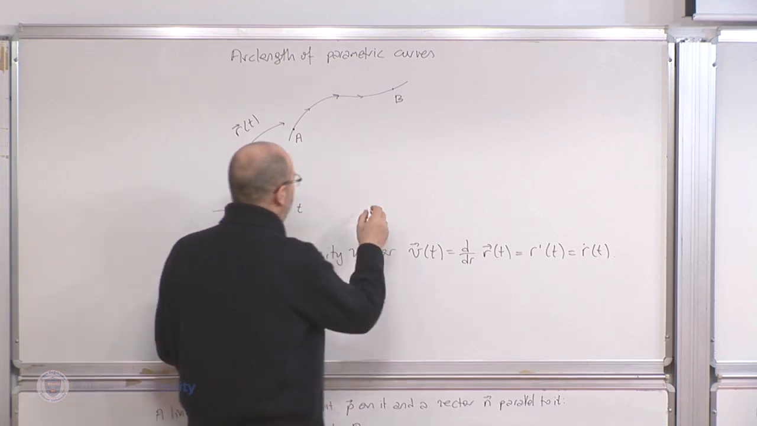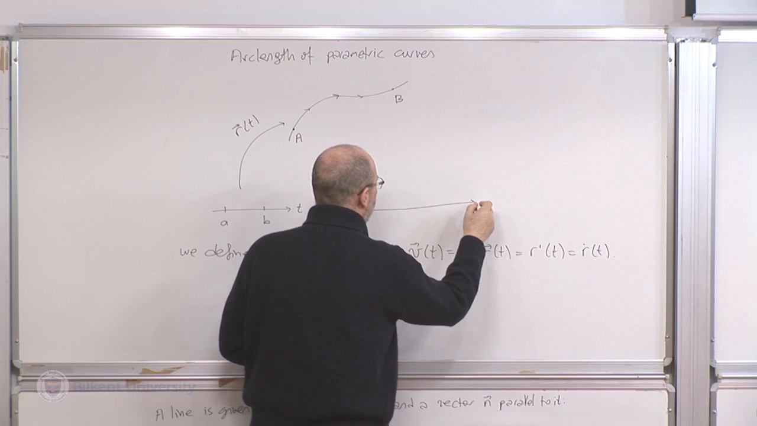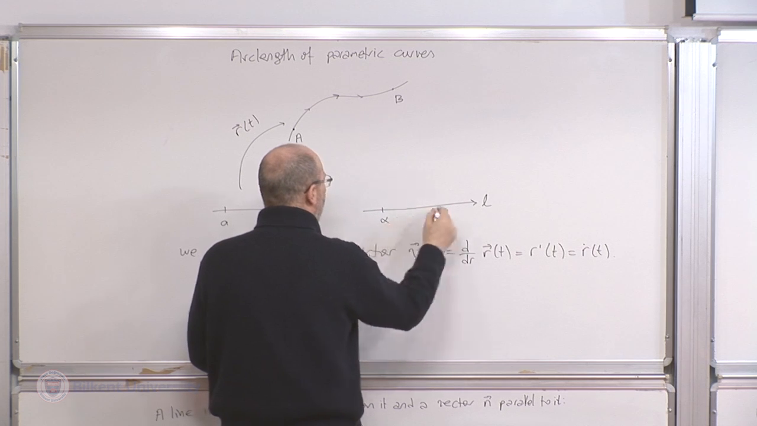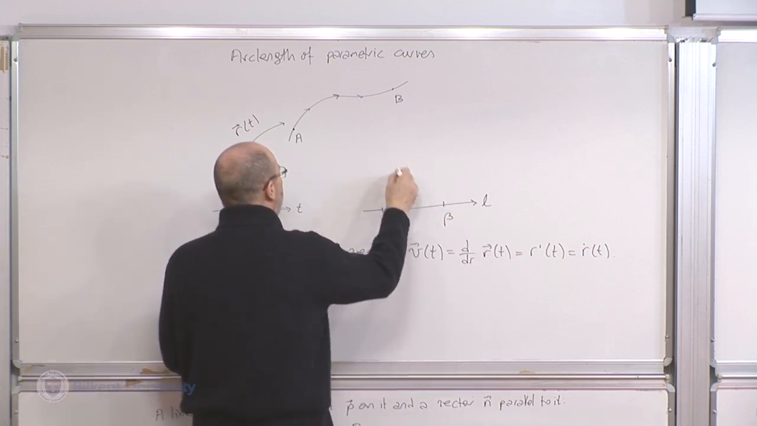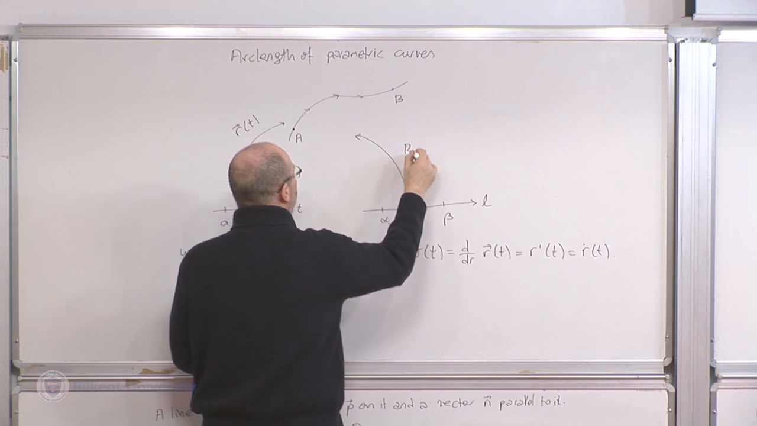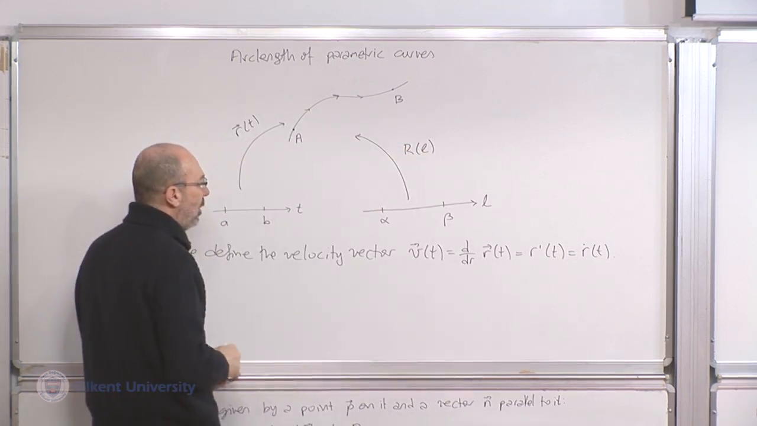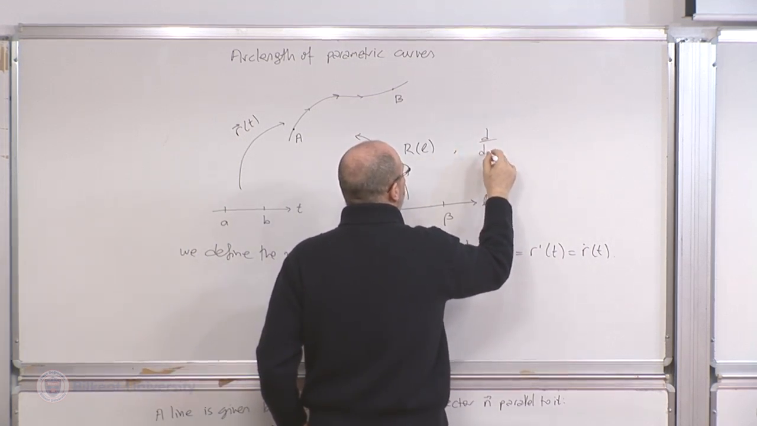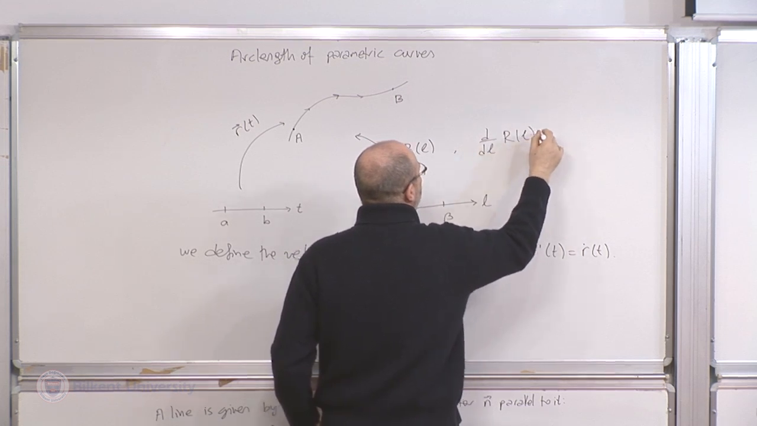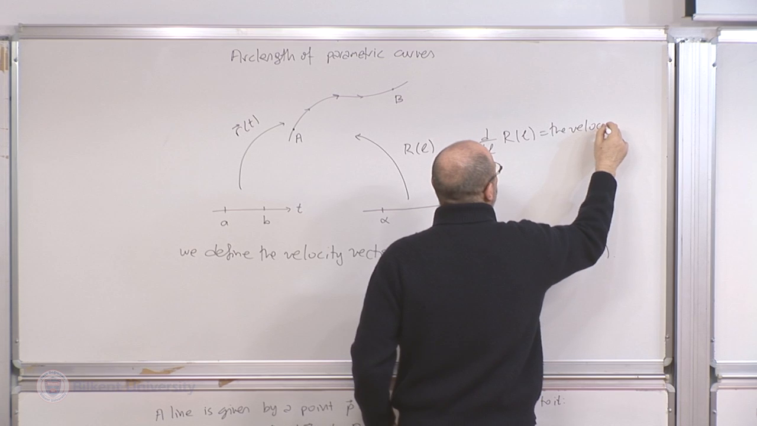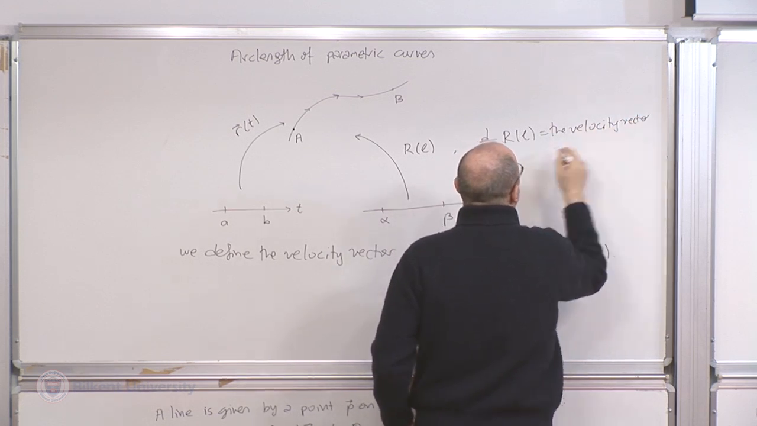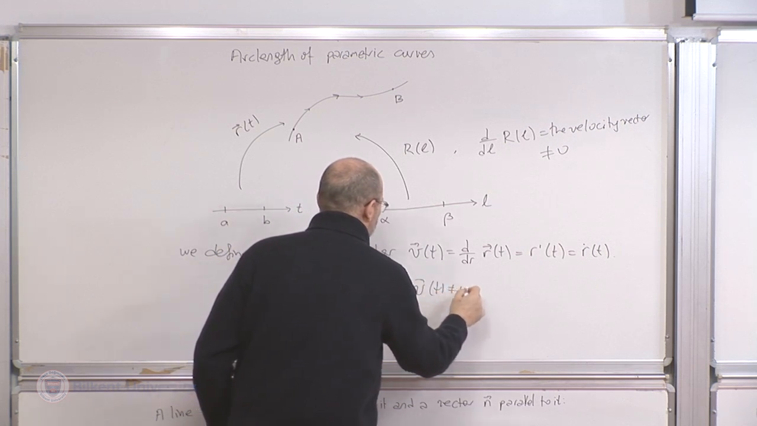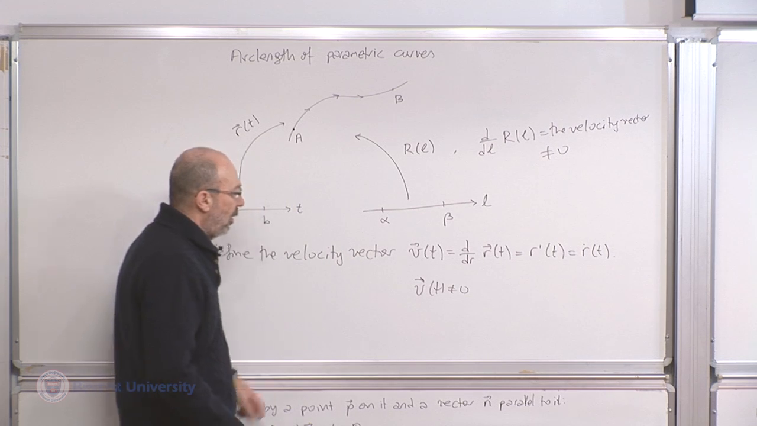But let us see what happens if somebody else parameterizes it with something else. This time, suppose I'm using L. I start from alpha, I go to beta, and I have another parametrization, let's call it big L. We again want the derivative with respect to this parameter L, the velocity vector, to be different than 0. So here we also want v(t) to be different than 0.